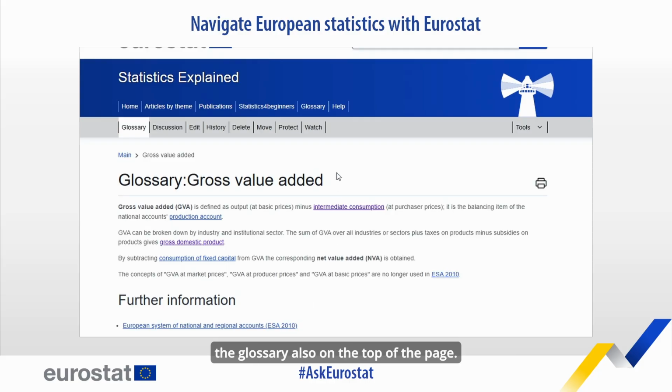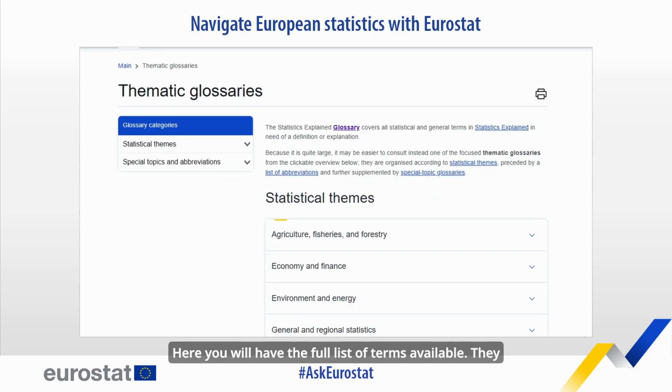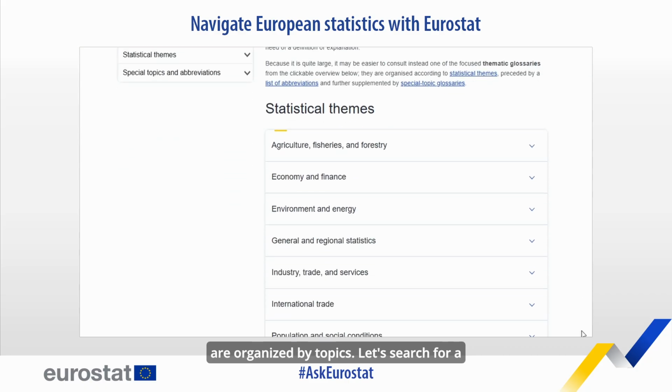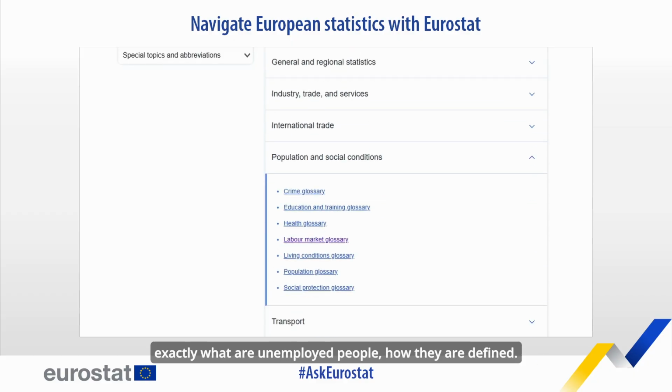You can find the glossary also on the top of the page. Here you will have the full list of terms available. They are organized by topics. Let's search for a definition. Let's imagine you are preparing a report on the labor market situation and you want to see exactly what unemployed people are, how they are defined.